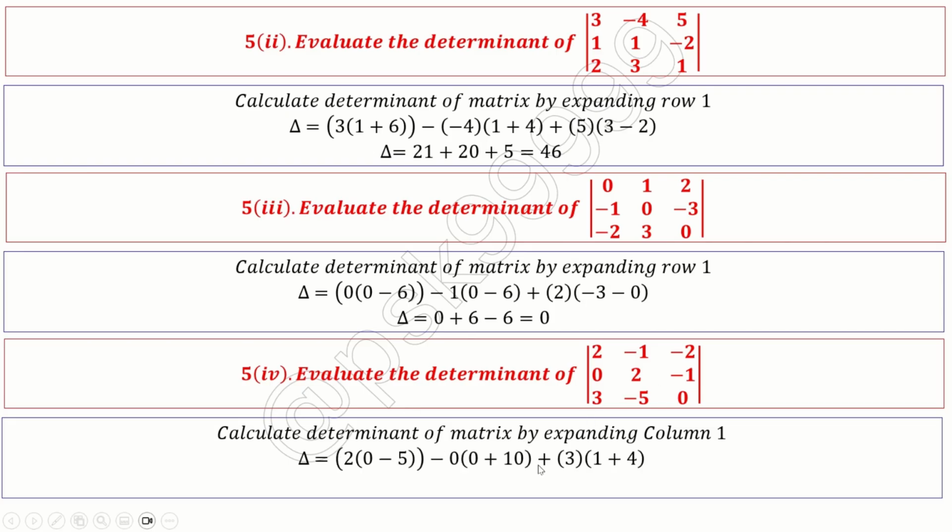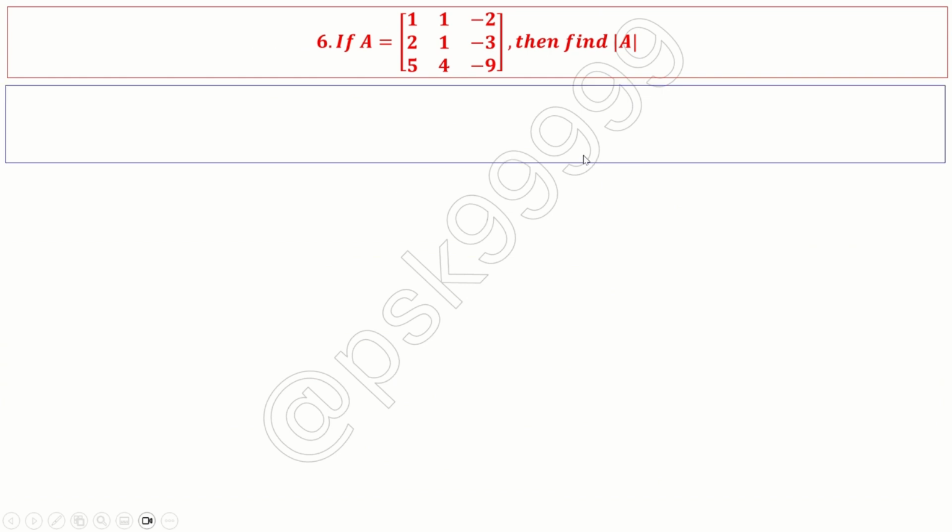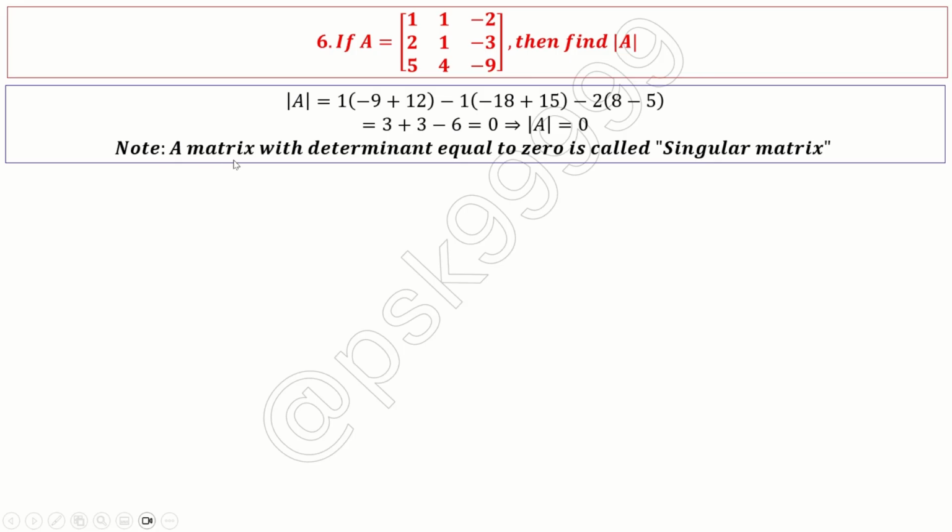Now this is another one. You can expand it by column 1 and do it yourself. Okay, here determinant is 0. So note that a matrix with a determinant equal to 0 is called a singular matrix. This is important because sometimes they'll give the matrix is singular.